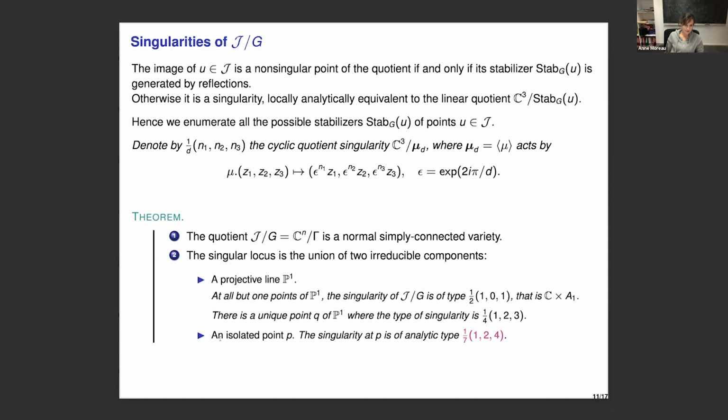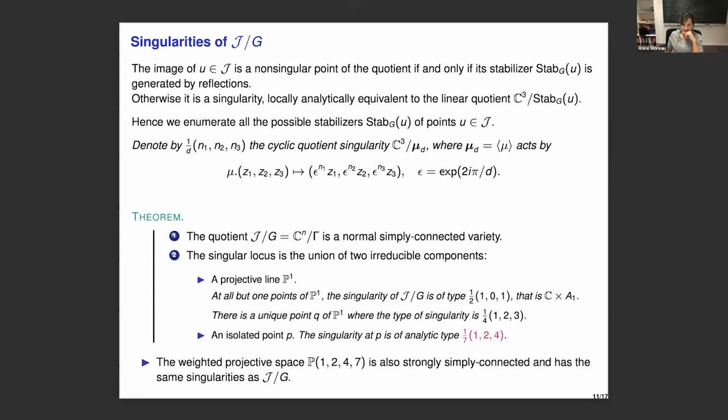And now there is also an isolated point, let's say P, whose singularity has analytic type 1 over 7, (1, 2, 4). When we saw this singularity, we thought about this weighted projective space, because we can check in some affine chart that this type of singularity appears. And then we checked it was indeed the same. In fact, the weighted projective space P(1,2,4,7) is also strongly simply connected and has the same singularities as J over G. So this is the first part.